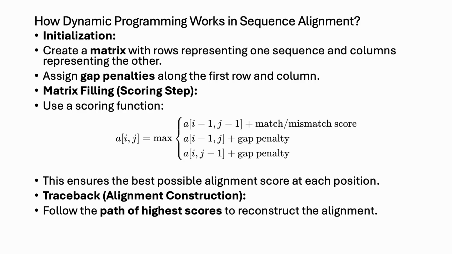Once this step is done, we go about doing a step called traceback, where we migrate from the bottom right corner, the top score, in a diagonal manner to the top left corner of the matrix, which is the minimal score. Following this path of highest score will lead to the best possible alignment.